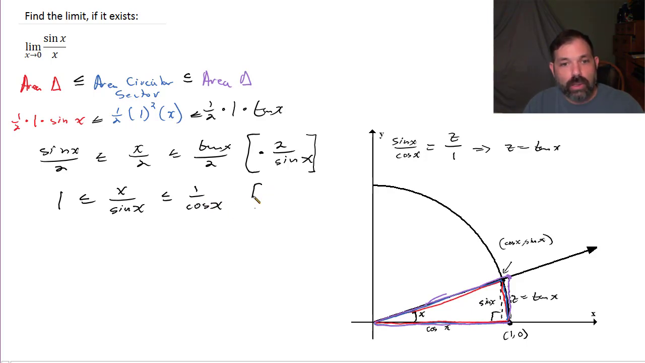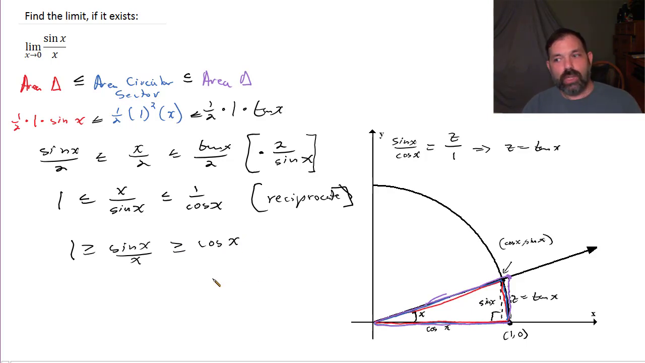Okay, so now let's reciprocate the whole thing. Now, if we reciprocate each of the parts of a three-part inequality, or any inequality, it flips the symbols of an inequality. So then 1 is greater than or equal to sine x over x is greater than or equal to cosine x. So I've been able to show, using a geometric argument, that 1 is greater than or equal to sine x over x, which is greater than or equal to cosine x.